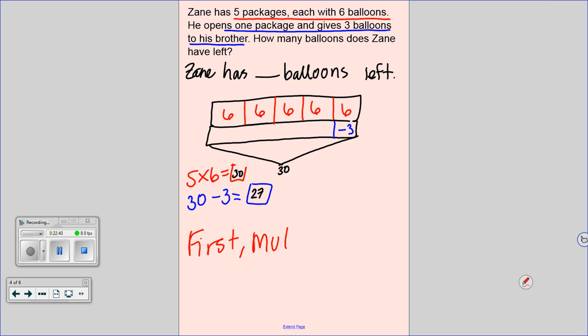First, you multiply 5 times 6. Why? Because we need to know how many balloons he had. Then what did we do? I multiplied 5 times 6. Then what? Sabrina, then what? We got our answers, so then we subtracted 3.